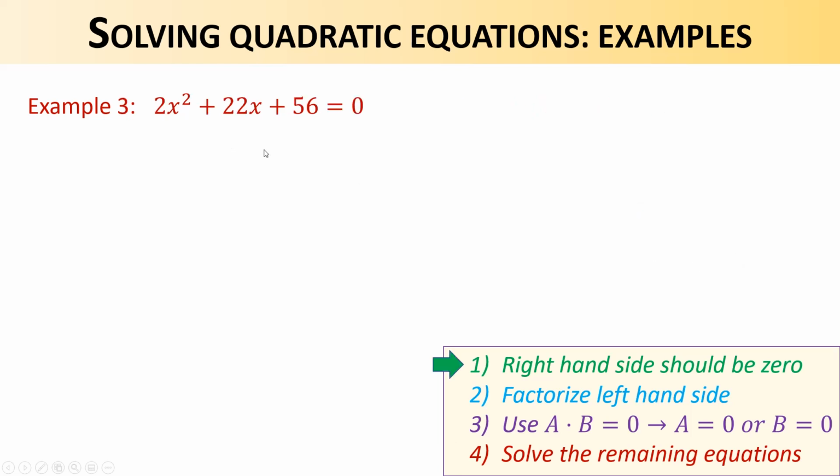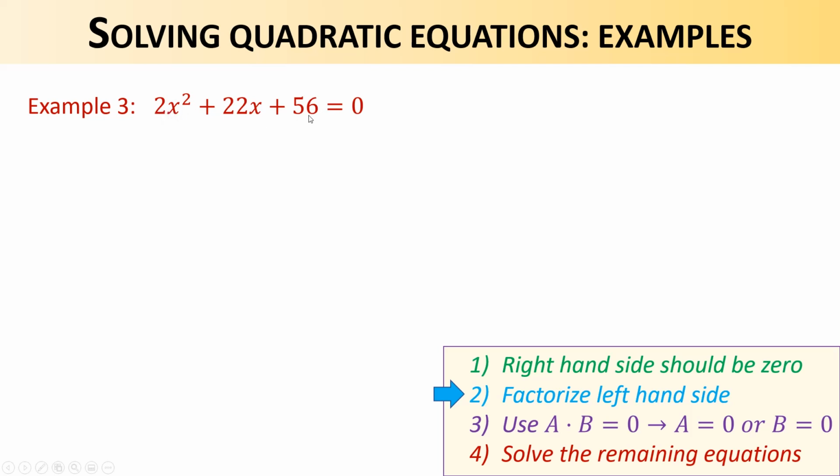Next example, 2x squared plus 22x plus 56 equals 0. The right-hand side is already 0, so we can move on to factorizing the left-hand side. But that's a bit difficult. This is a form where the sum product method is what we should use, but that only works if the first term is just x squared. So we first want to divide everything by 2.